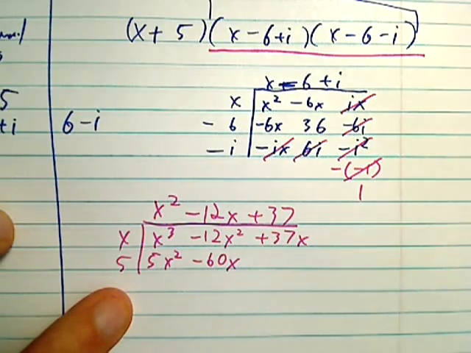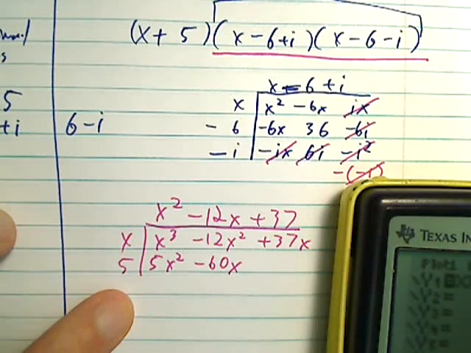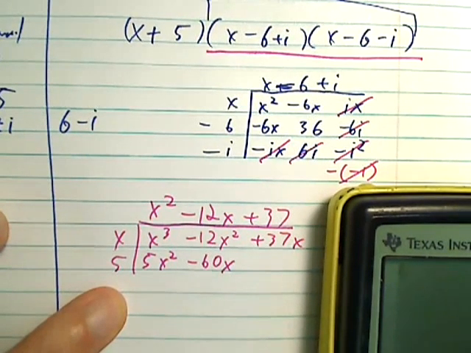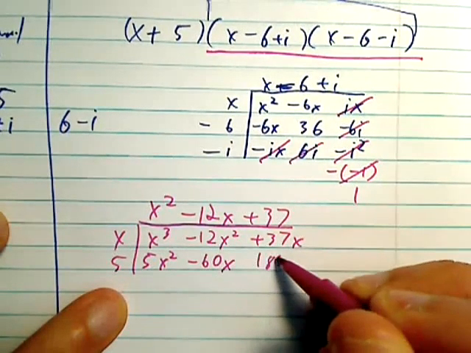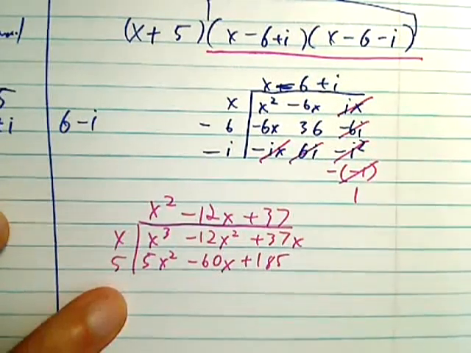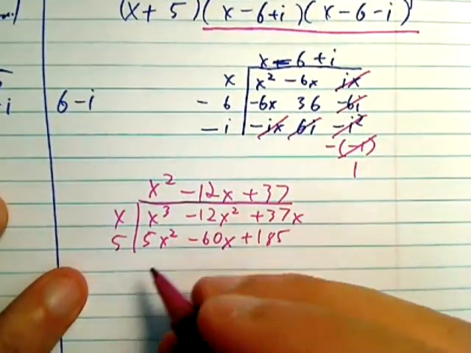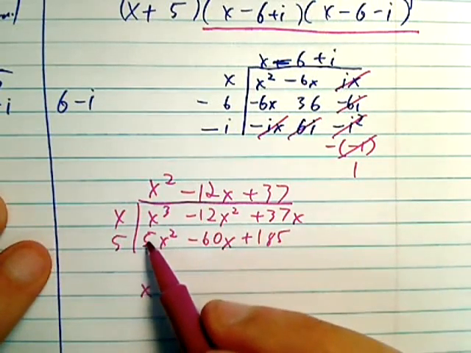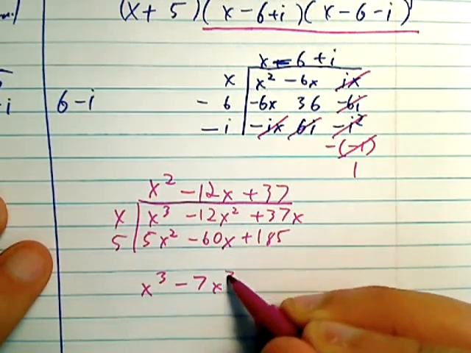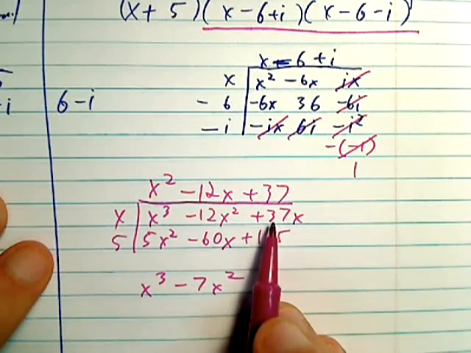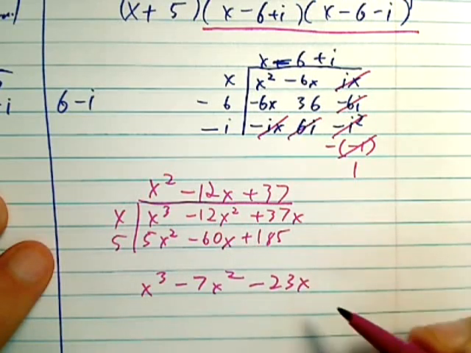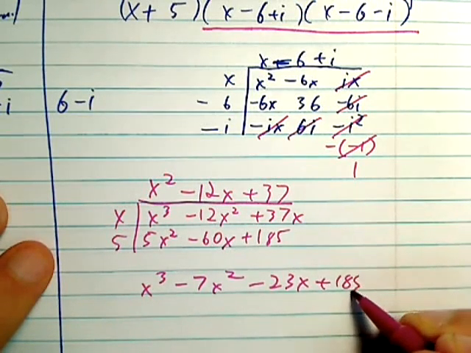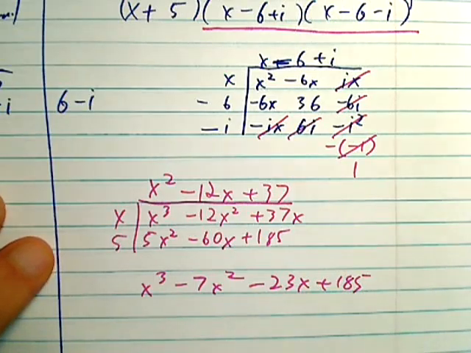Let me use my calculator here. I could do it in my head if it wasn't the end of the day. 37 times 5 is 185. Like terms: you have x cubed, 5 minus 12 gives -7x squared, 37 minus 60 gives -23x, and 185.